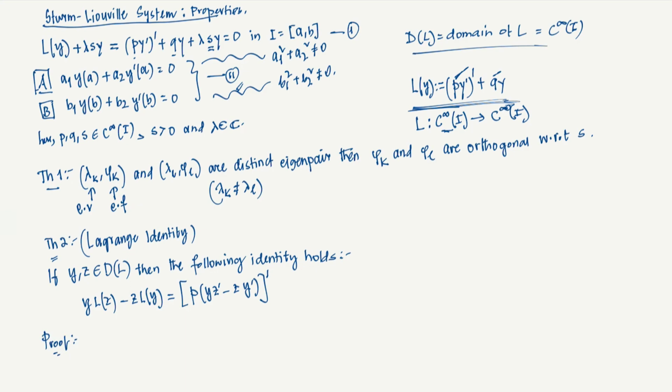But just for the sake of it, I will give you an idea of what exactly needs to be done. Nothing actually is there. It's just a simple calculation. But basically what the proof says is this. You see, YL of Z minus ZL of Y. What is that going to be?